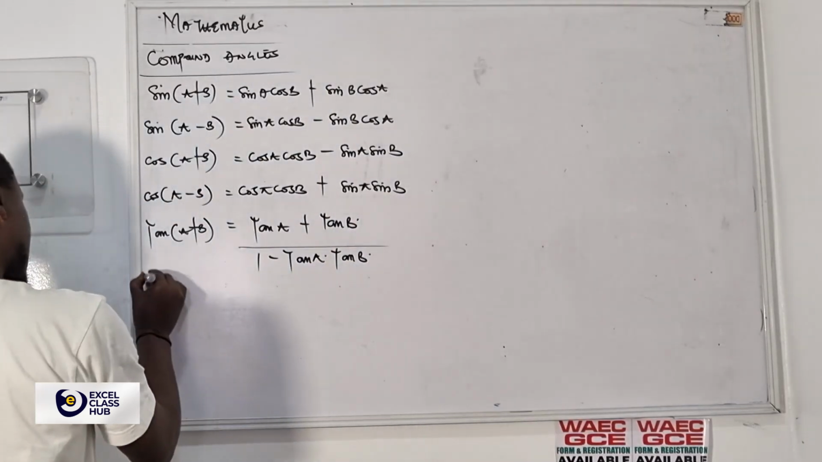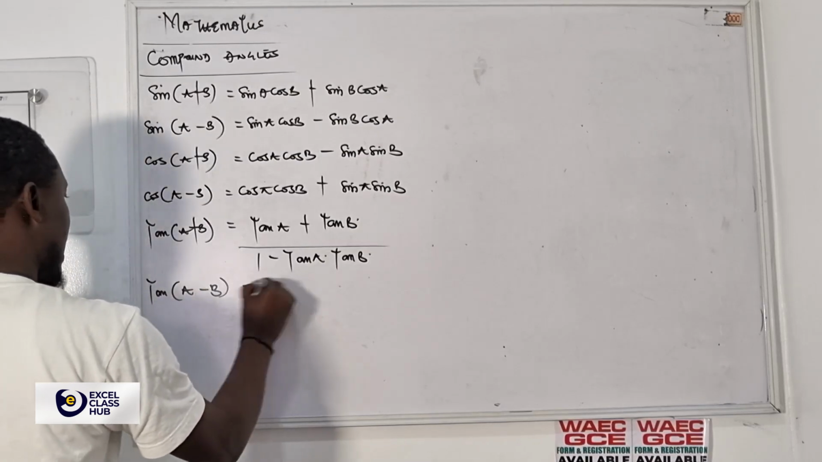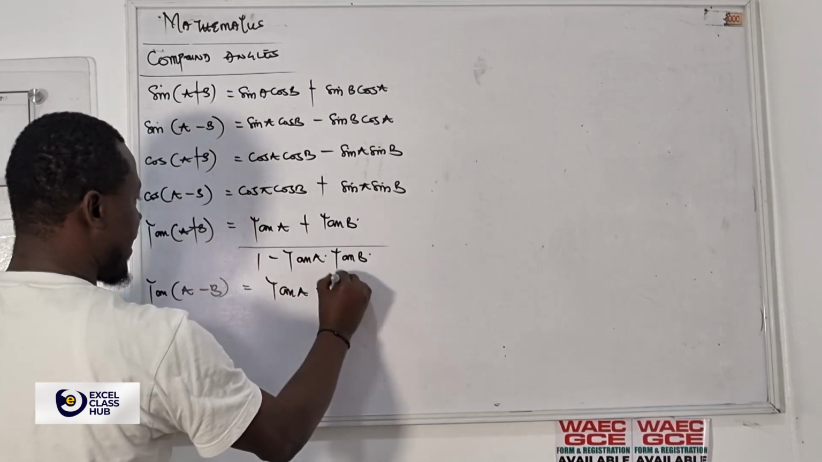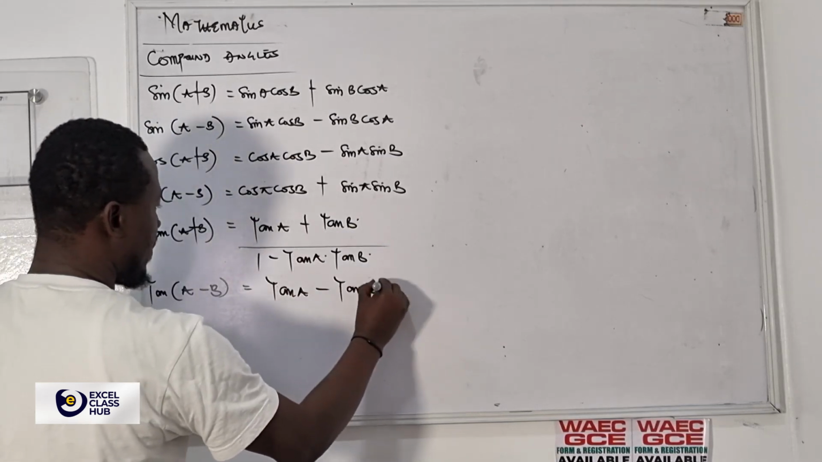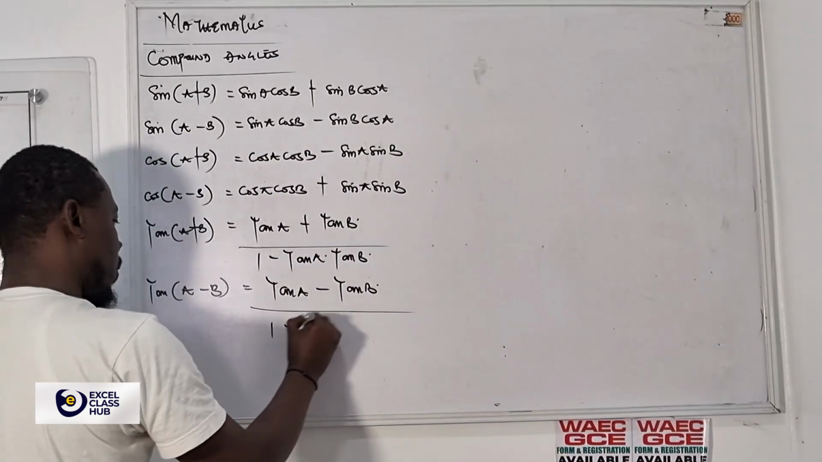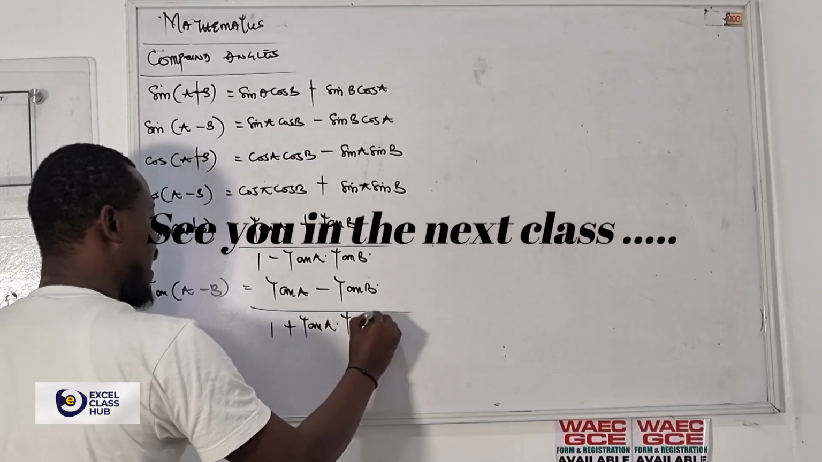But for tan A minus B, that will be tan A, just so that this positive will change to negative, over tan B, over 1. This one will be plus tan A dot tan B.